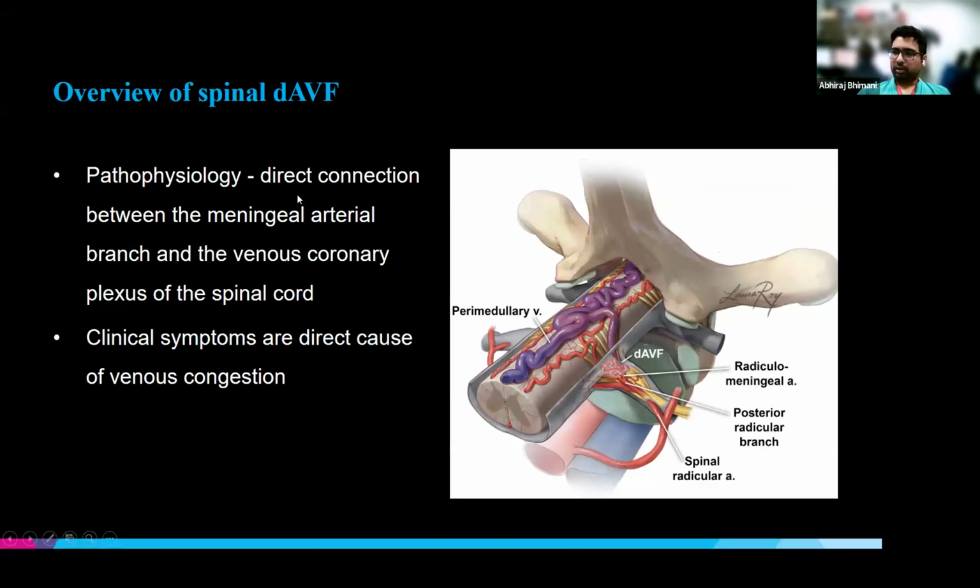Pathophysiology: as we discussed earlier, there's a direct connection between the meningeal arterial branch and the venous coronal plexus of the spinal cord, causing significant congestion. This is a figure from the Neurosurgical Atlas that shows the pathology very clearly, as well as the congestion that can be caused, and the patient can become clinically symptomatic with progressive weakness from this edema of the spinal cord. And you can see the spinal radicular artery here, as well as the perimedullary vein.